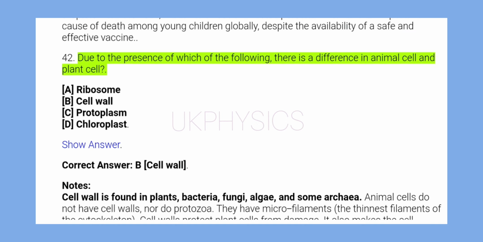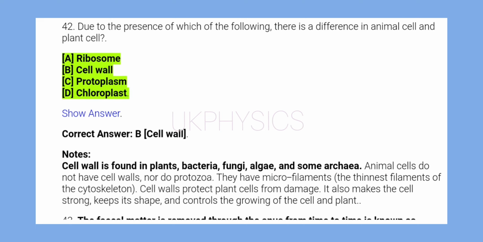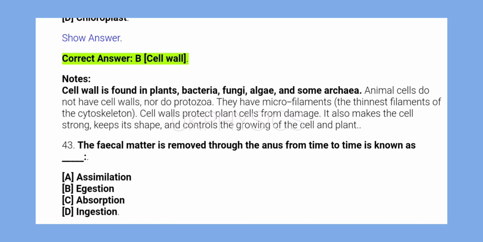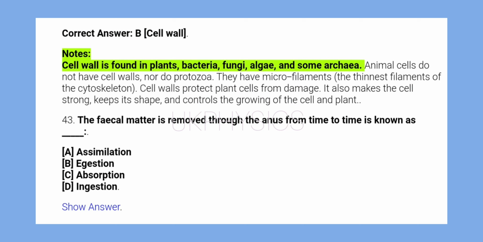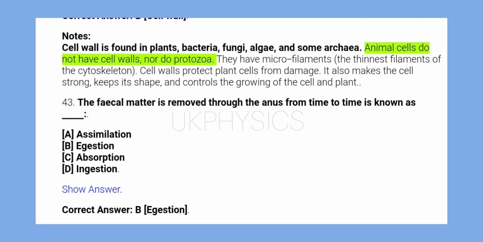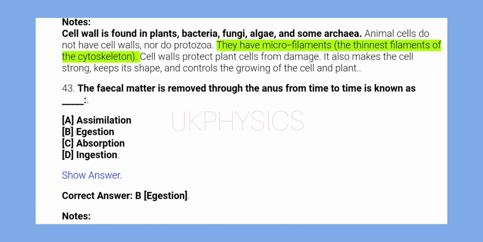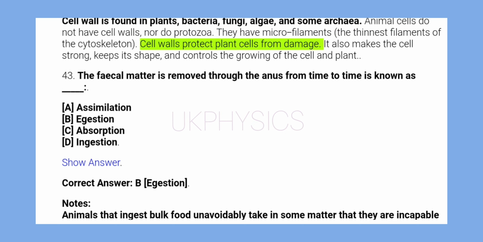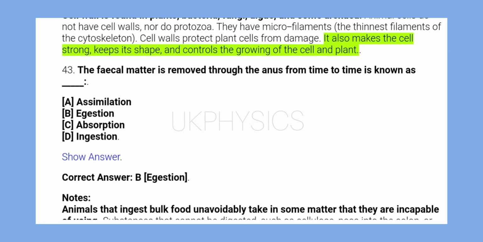Due to the presence of which of the following, there is a difference in animal cell and plant cell. A. Ribosome. B. Cell wall. C. Protoplasm. D. Chloroplast. Show answer. Correct answer, B. Cell wall. Notes. Cell wall is found in plants, bacteria, fungi, algae, and some archaea. Animal cells do not have cell walls, nor do protozoa. They have microfilaments, the thinnest filaments of the cytoskeleton. Cell walls protect plant cells from damage. It also makes the cell strong, keeps its shape, and controls the growing of the cell and plant.